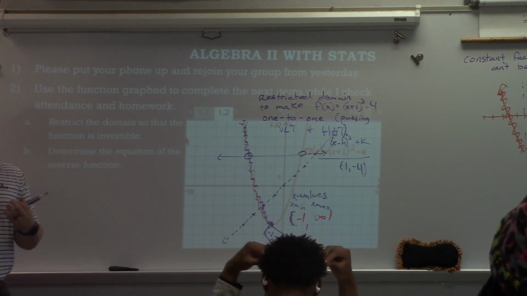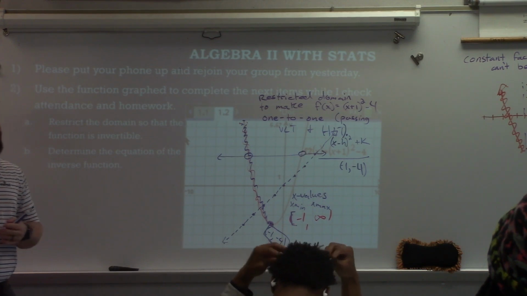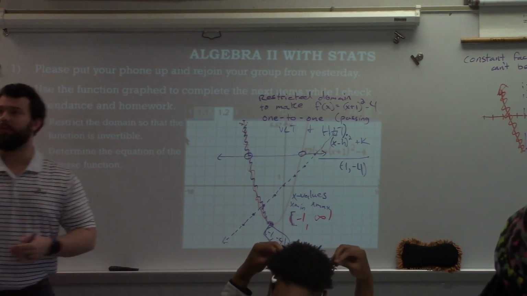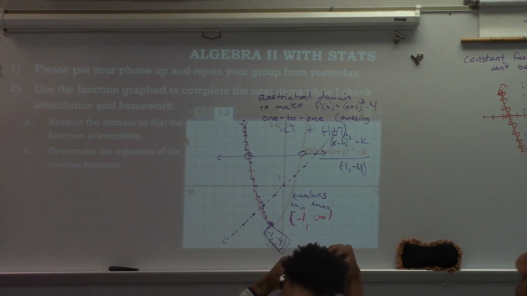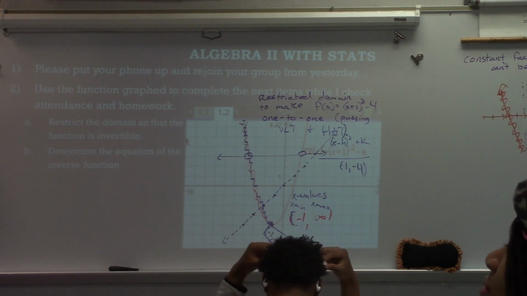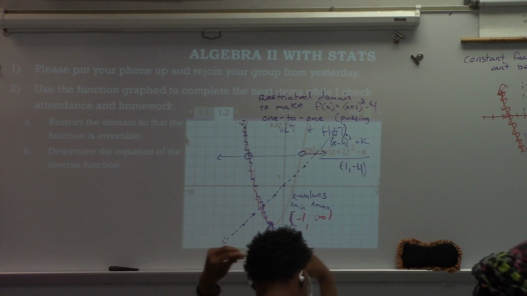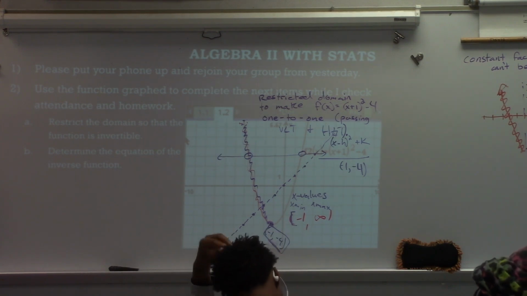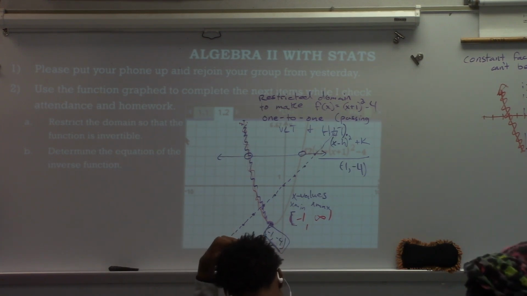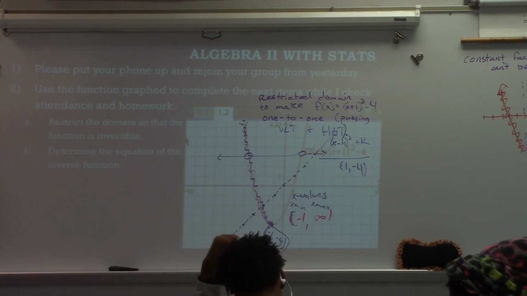Didn't we say all inverses are reflections across y equals x? And because it's a reflection across y equals x, what happens? They transpose the inputs and outputs. So remember, when we talk about an inverse function, the reflection across y equals x causes my inputs and outputs to transpose.